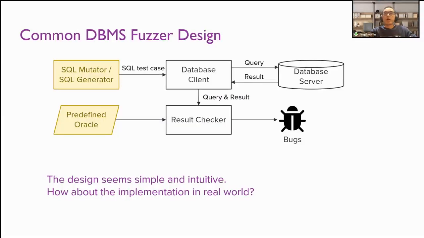This figure shows the common DBMS fuzzer design. First, the SQL mutator or generator generates new test cases continuously. Second, these test cases are sent to the database server through the database client as SQL queries. Third, the client receives the query results from the database server. Last, the checker with a predefined test oracle checks the results and considers the unexpected results as bugs.